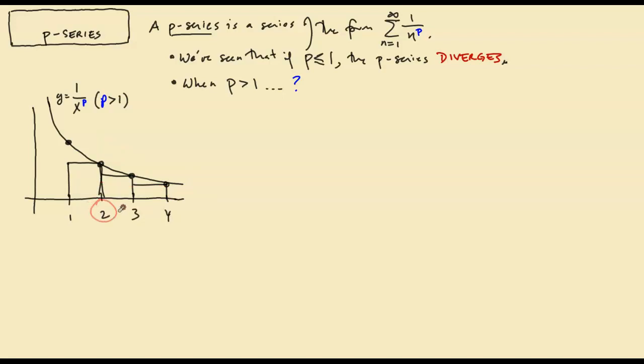Well, this one is evaluated at 2, so its height would be 1 over 2 to the p. So I'll write that in. And similarly, this one would be 1 over 3 to the p, and 1 over 4 to the p for the next one, and so on and so forth all the way down to infinity.